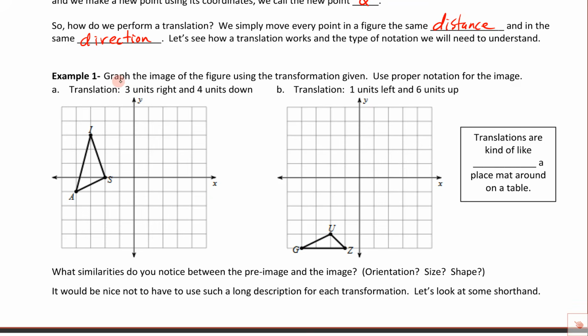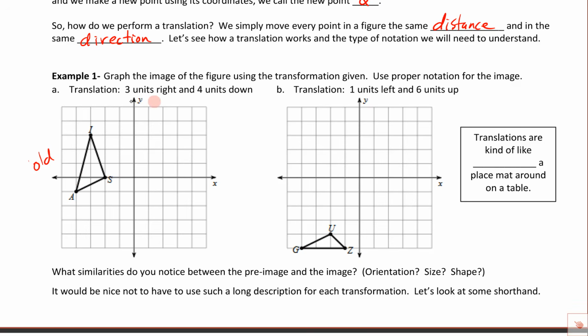And the instructions say, graph the image of the figure using the transformation given. Use proper notation for the image. So remember, this is the pre-image, and we're going to make the image. We're going to make the new one. Now, this might be helpful in the long run. This is the old one. Let me write that down here, spell it right. OLD. This is the old one, and we're going to make a new one.